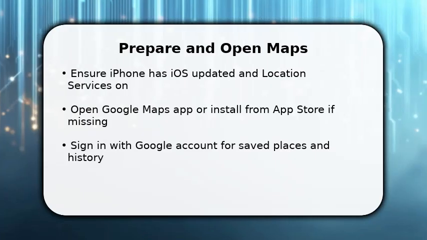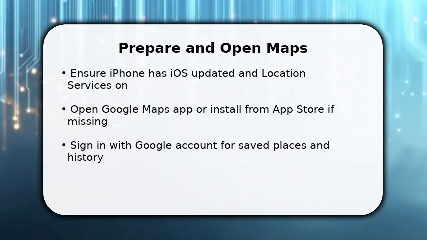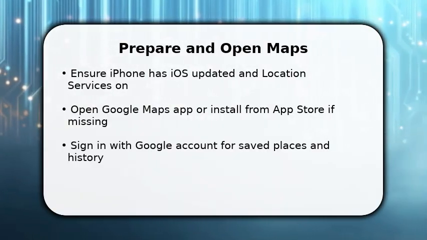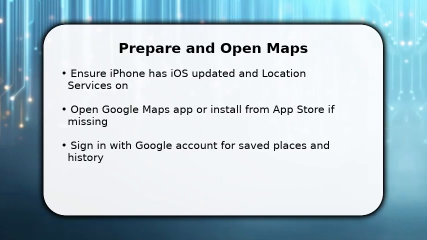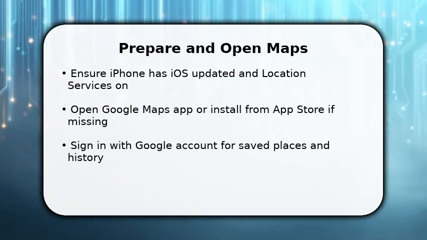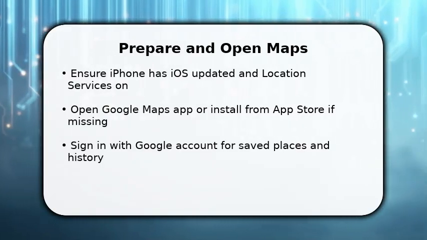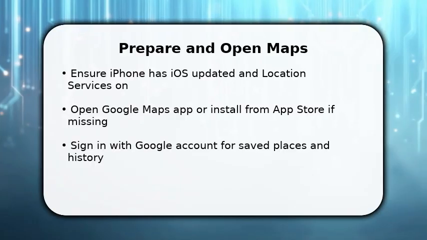Enjoy the video. You'll start by confirming essentials. Make sure your iPhone iOS is current and location services are enabled so Google Maps can get accurate position data. Once those settings are set, open the Google Maps app. If it's not installed, tap the App Store, search Google Maps, and install.